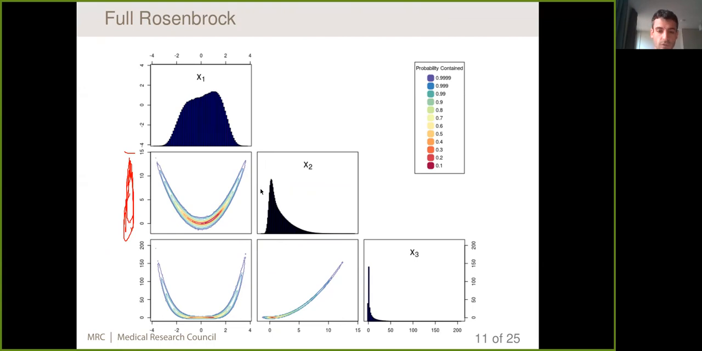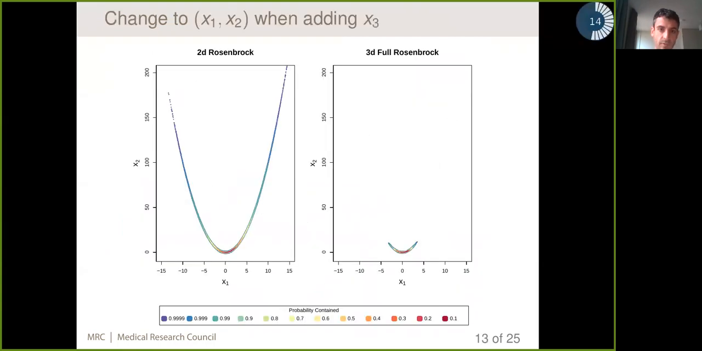Okay. To give you a more precise idea, I have a plot here. So this is what the 2D Rosenbrock looks like, and this is what the first two dimensions of the 3D Rosenbrock, extended to the full Rosenbrock, look like. Okay, this is not okay. Our benchmark model should be more stable than that. Okay, we should have more control over it, and I feel like this can happen.